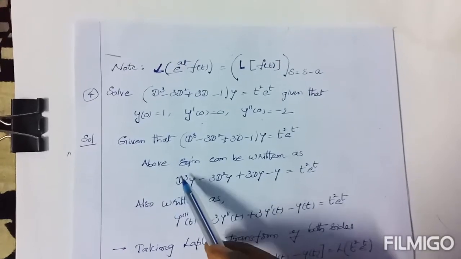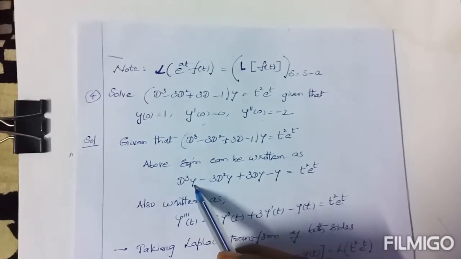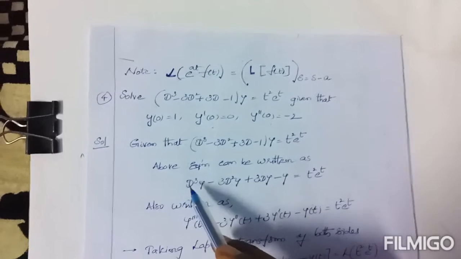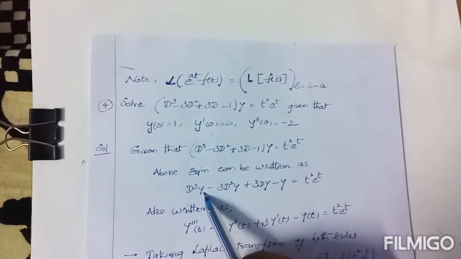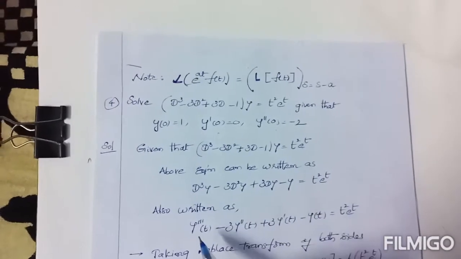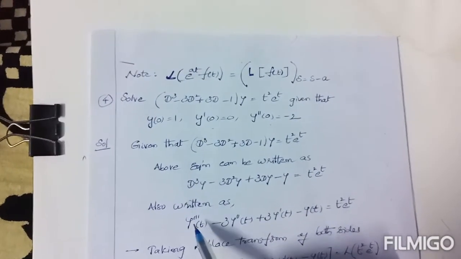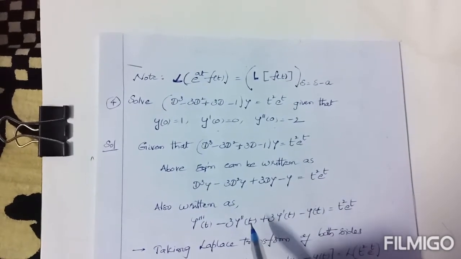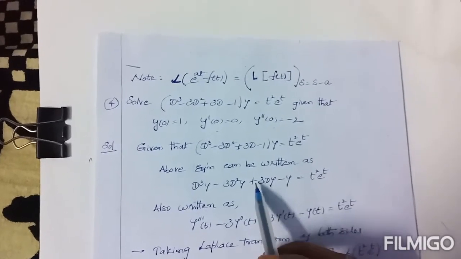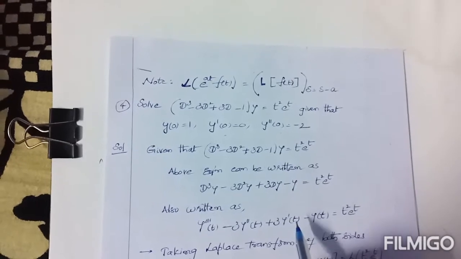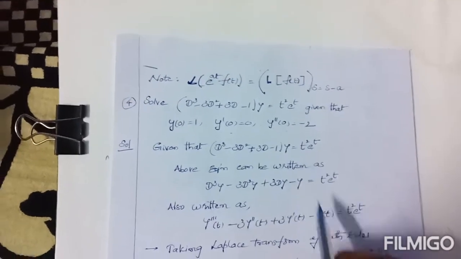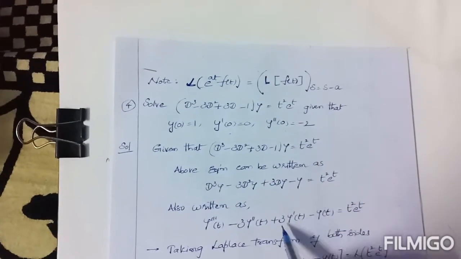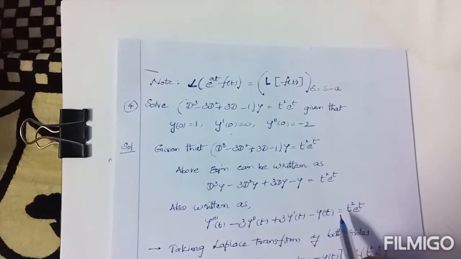d cube y is nothing but 3 times derivative of y with respect to t. In the present question only 2 variables appeared, one is y, another one is t. So this is called 3 times derivative of y with respect to t only. So it is written as y triple dash of t minus 3 into y double dash of t plus 3 into y dash of t minus y of t, where y is a function of t, equal to t square e power t. Now this is the standard form of the differential equation.